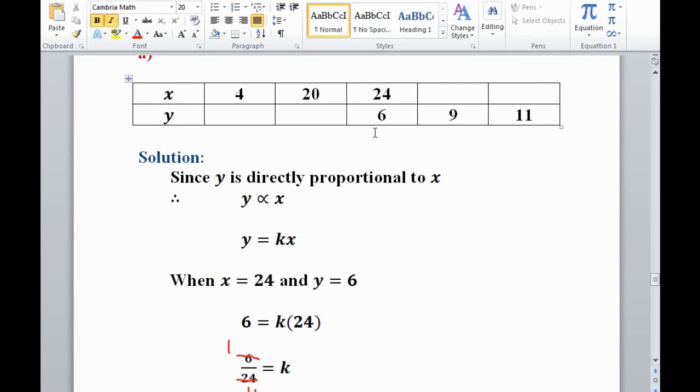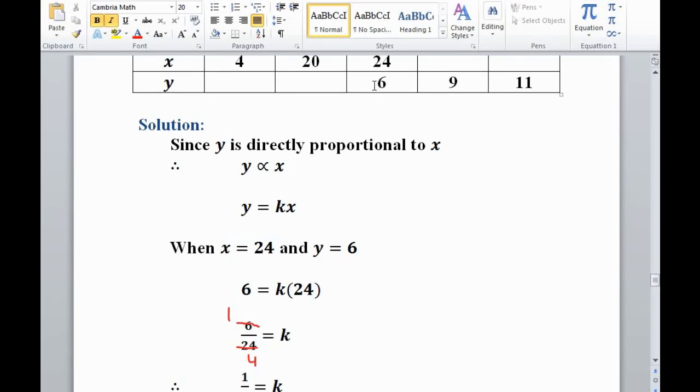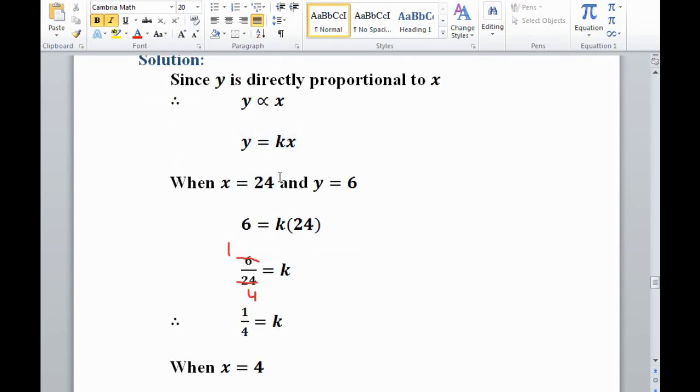Okay, look at the fourth column of the table, where we have been given the value of x, 24, and the value of y, 6. So using these two values in the equation y equals kx, we can find the value of constant k. When x equals 24 and y equals 6, putting these two values in this equation, it becomes 6 equals k times 24.